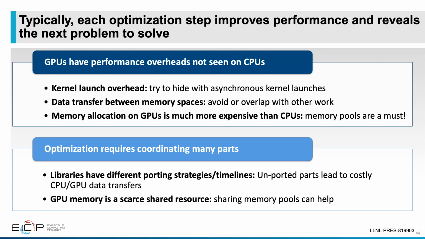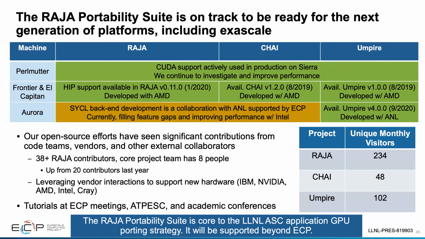So the RAJA Portability Suite has demonstrated utility on current architectures and is on track for future platforms. Just to highlight some of these upcoming machines, for the Perlmutter machine, which has NVIDIA GPUs, we have CUDA support, and the CUDA backend is actively being used on production codes on Sierra at Livermore. So we continue to investigate and improve performance for the CUDA backend.